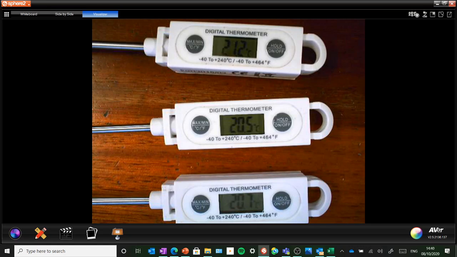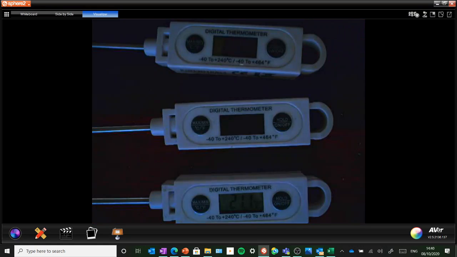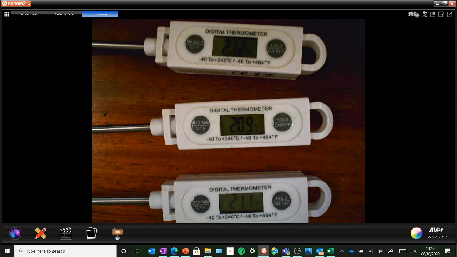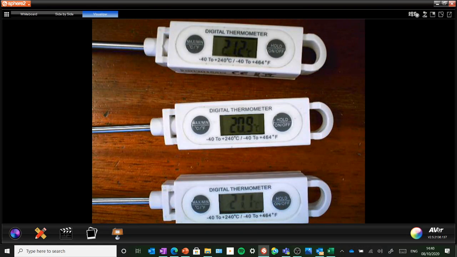At the moment, that's not particularly clear, but there are three thermometers there, and they're all relatively similar temperatures. I can tell you the top one is 21.2, the middle one is 20.9, and the bottom one is 21.1. So they're all around about 21.